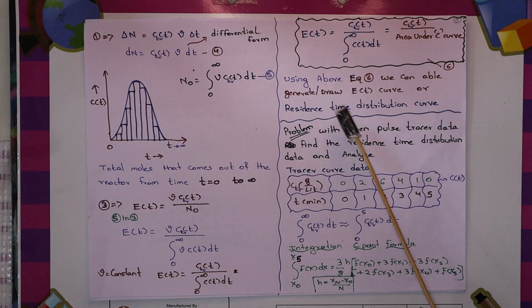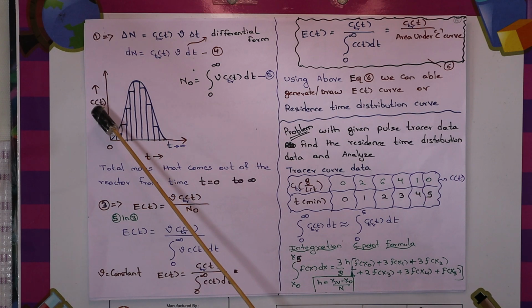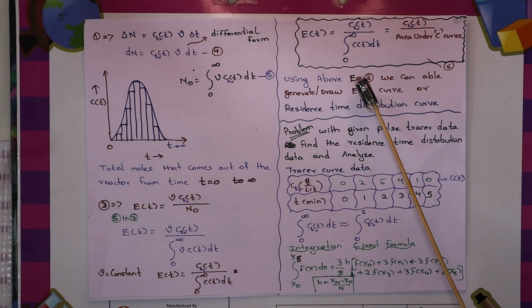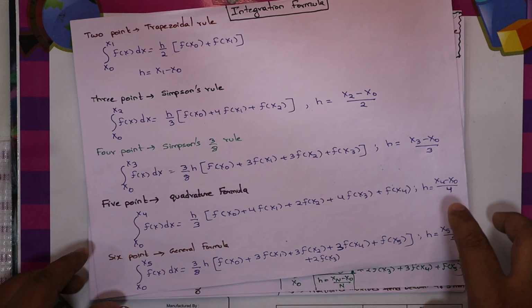Using the above, let us draw C of t versus time, and let us get E of t versus time using a small problem. Before I attempt the small problem, I am going to use some integration formulas which are very simple.